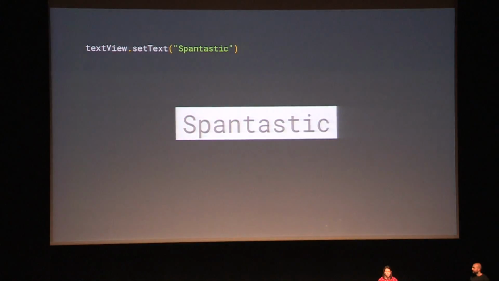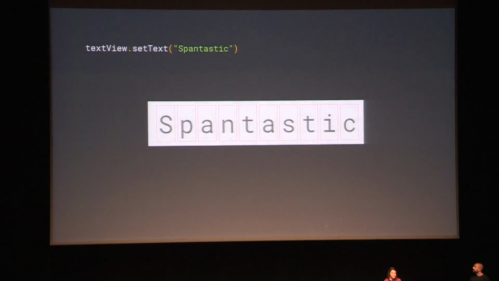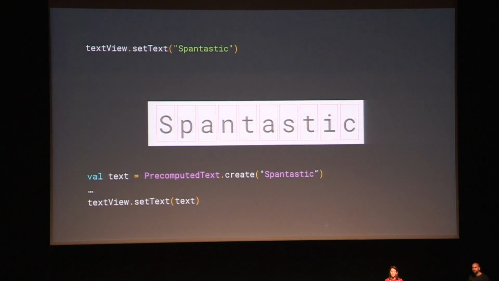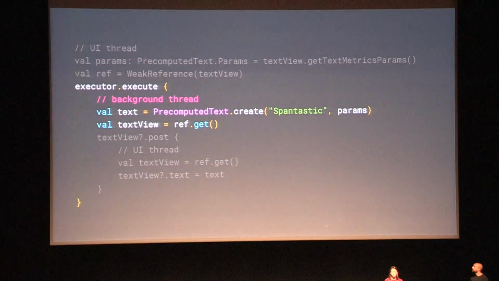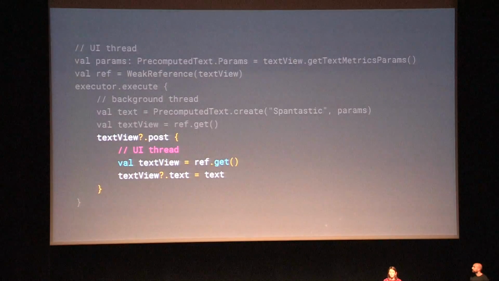Okay, whenever we're setting the text, the first thing that the text view does is try to measure it. But we've seen that this measurement actually takes up to 90% of the entire text layout time. This is why we created the PrecomputedText class in P. It allows us to measure the text on a background thread. More precisely, on the UI thread we would get the text metric parameters, then on a background thread we would call PrecomputedText.create with our text, and once the text was computed, on the UI thread we would update the text view.